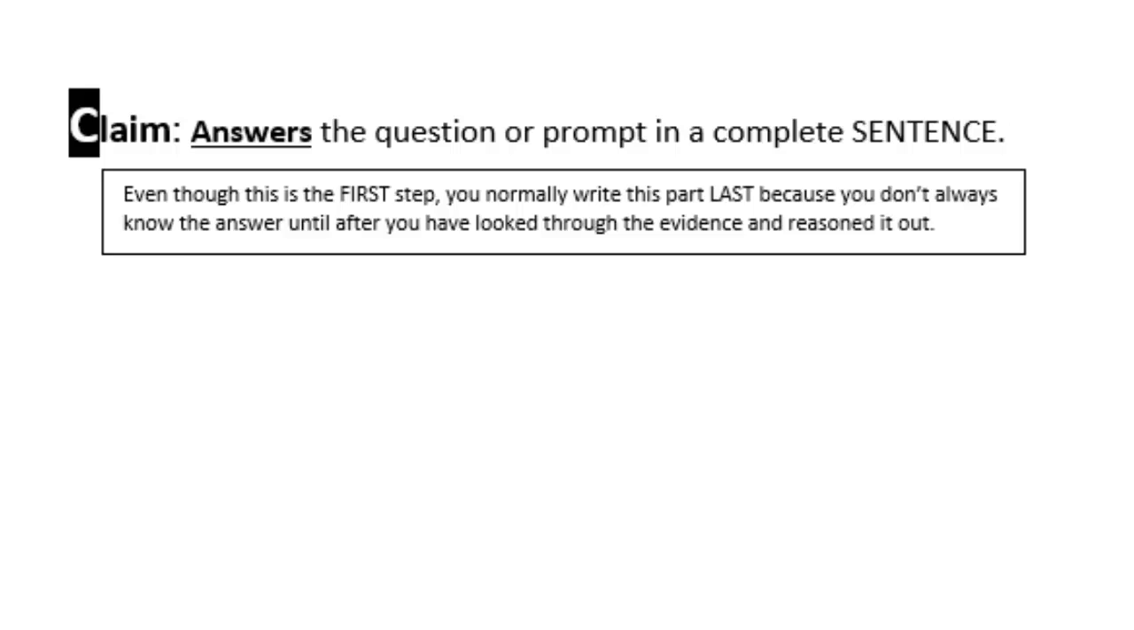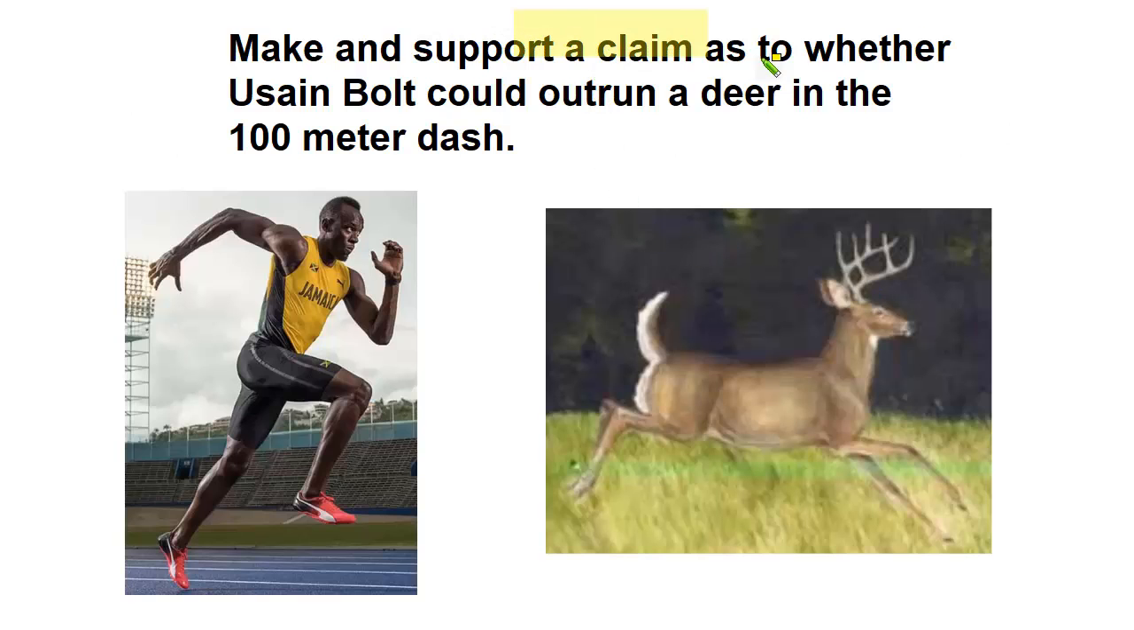So here's our example. Make and support a claim as to whether Usain Bolt can outrun a deer in the 100-meter dash. So what do you think? What will be your claim? Who would win a 100-meter dash? Usain Bolt or a deer?